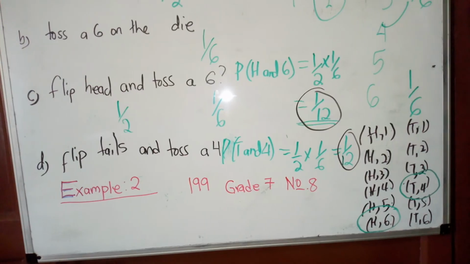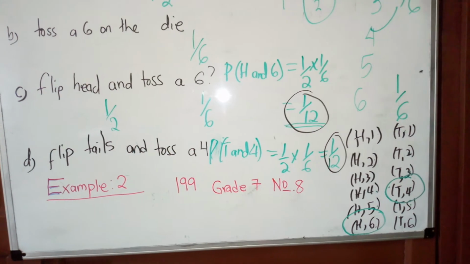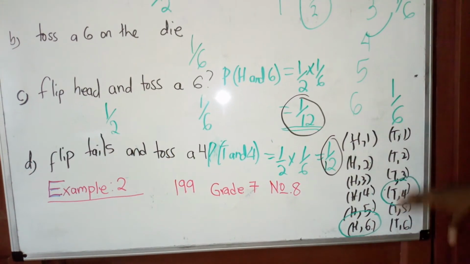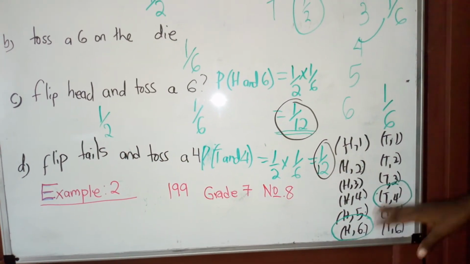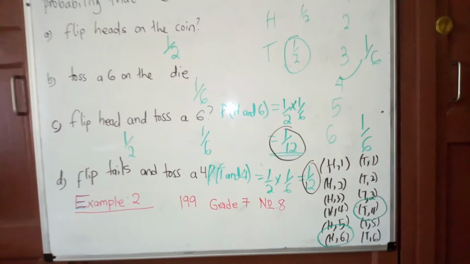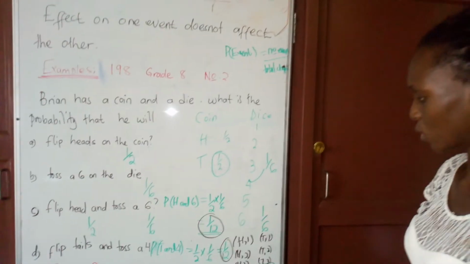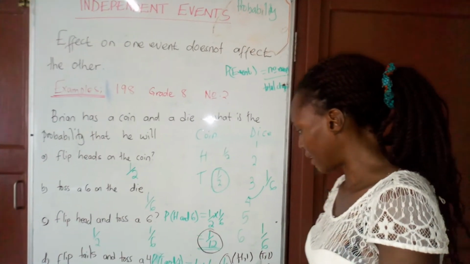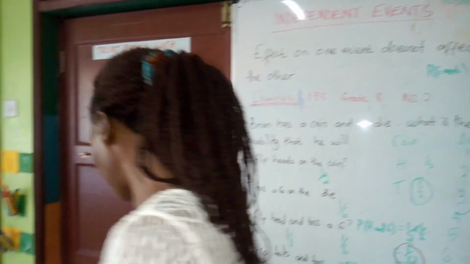You can either use the multiplication method because it works for independent events, or you list all the possible outcomes and then just circle out what you've been asked for. That is enough for today, and you can go to your books and check out the exercises.